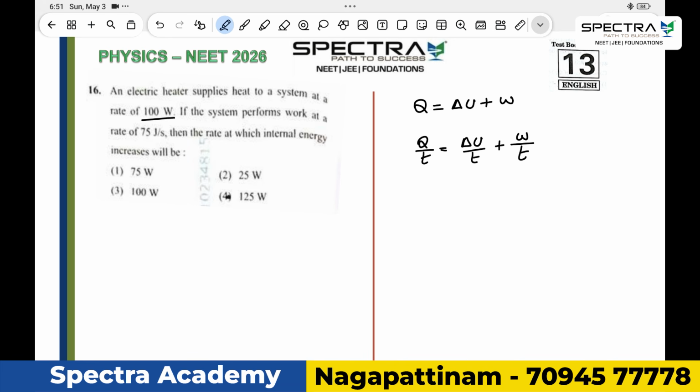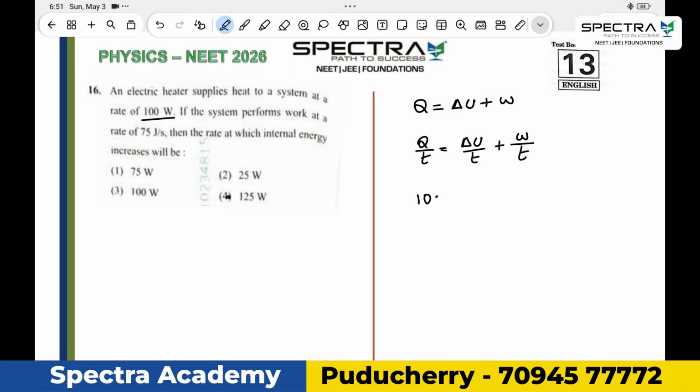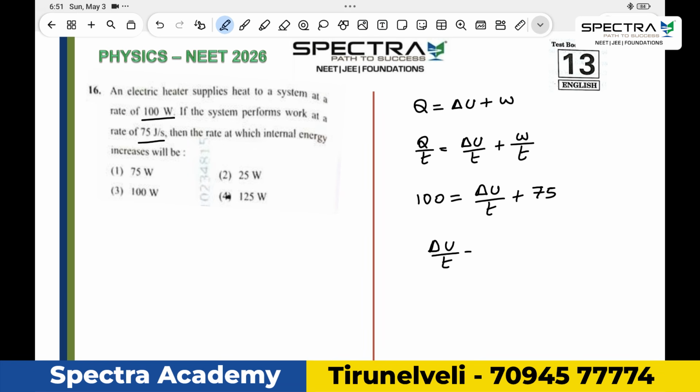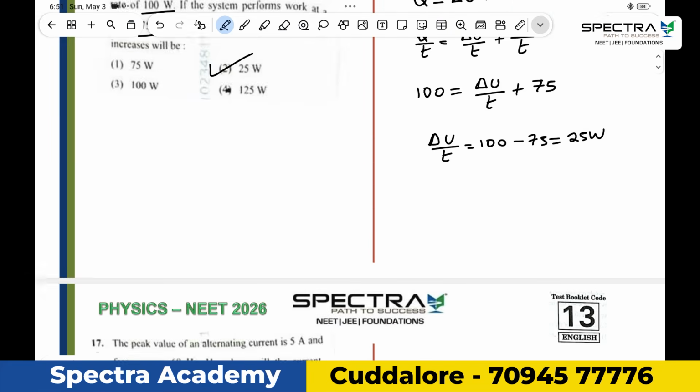And Q by T is already given as 100, which is equal to del U by T plus work done per unit time, which is 75 joules per second. So del U by T is equal to 100 minus 75, that is equal to 25 watt. So your option is second option.